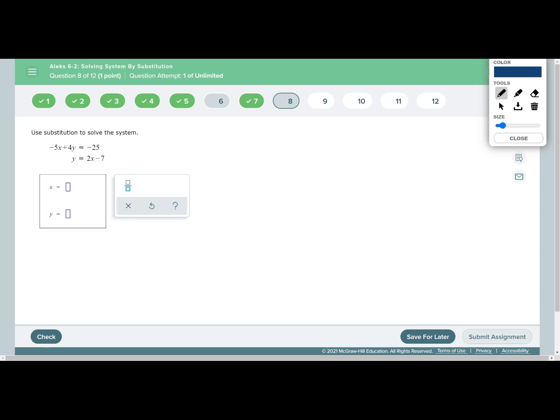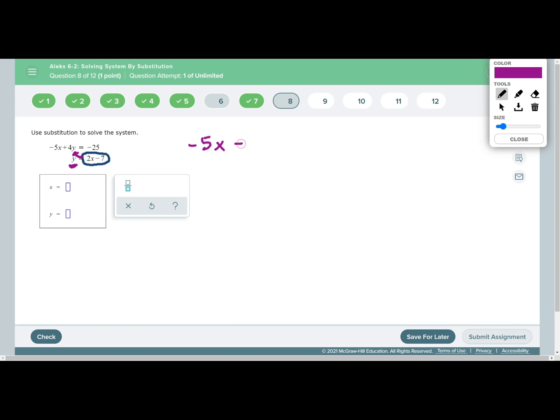Negative 5x plus 4y equal to negative 25. y equal to 2x minus 7. Where do I plug this in? You're going to plug it in place of y, because y is by itself, y equal to this.